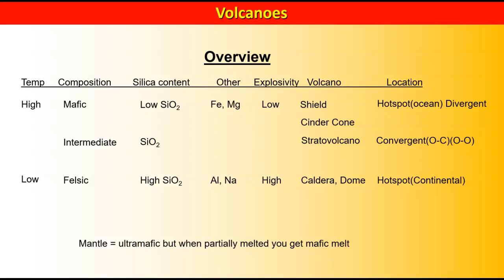So not all of the minerals in the mantle will melt, only the ones that have a lower melting temperature. So I don't melt all the minerals that make up the mantle, only some. This is what we call partial melting. And that partial melt, when it forms and gathers together, is initially going to be mafic in composition.